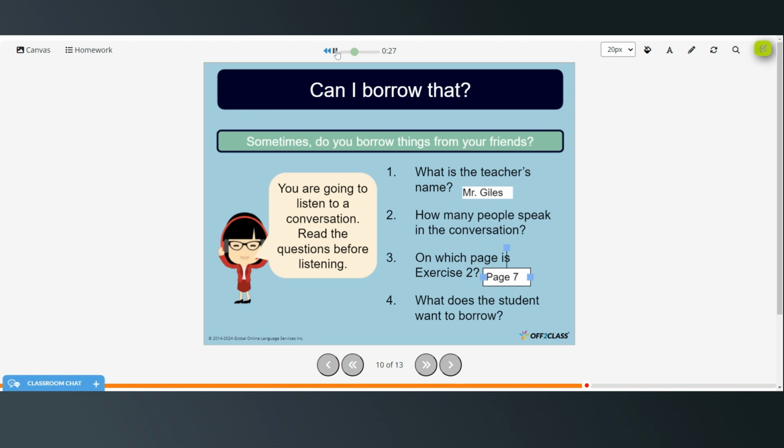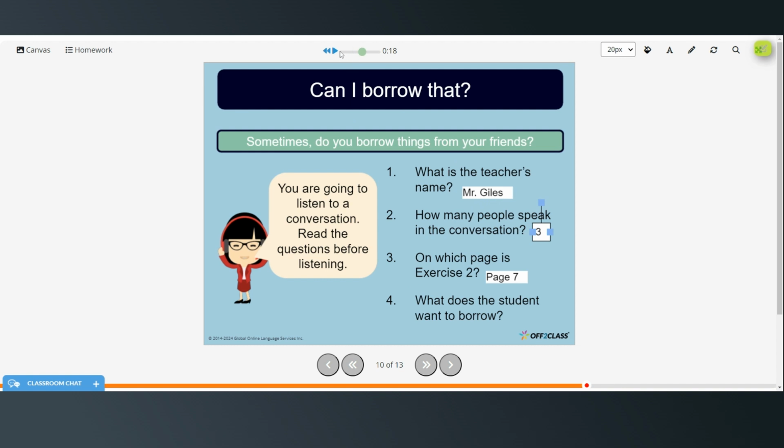Oh, yes, sorry, you're right. Turn to page 7 and look at exercise 2. Which page? Page 7. All right, so then we have a third person speaking. So how many people speak in the conversation? There are 3. There is Mr. Giles, the female student, and then the male student.